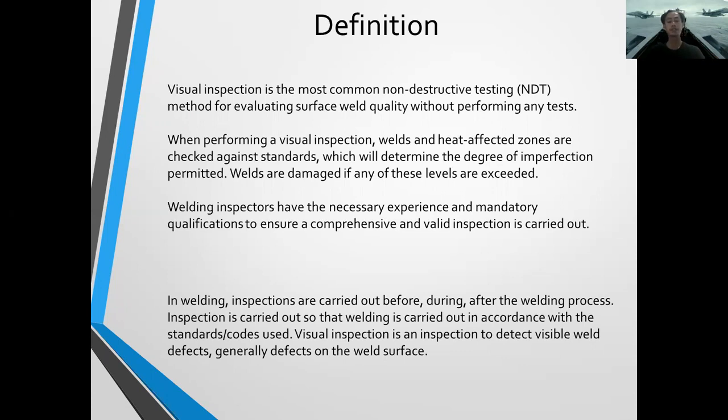In welding, inspections are carried out before, during, and after the welding process. Inspection is carried out so that welding is done in accordance with the standard or codes used. Visual inspection is an inspection to detect visible weld defects, generally defects on the weld surface.